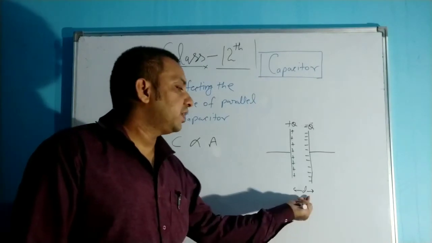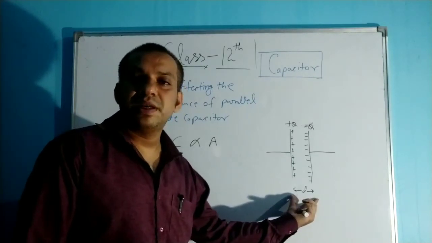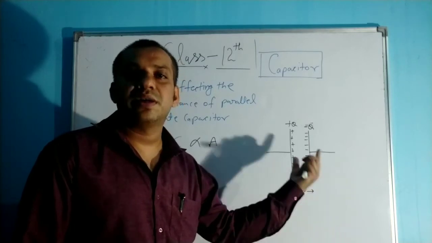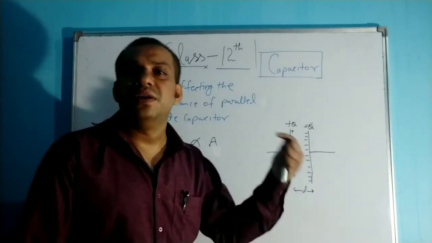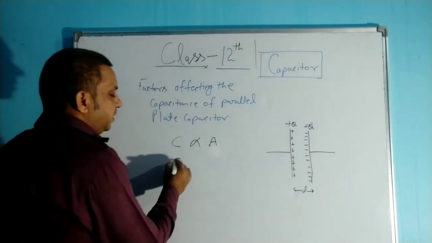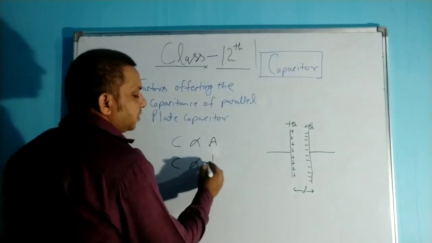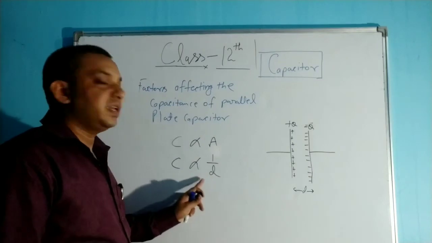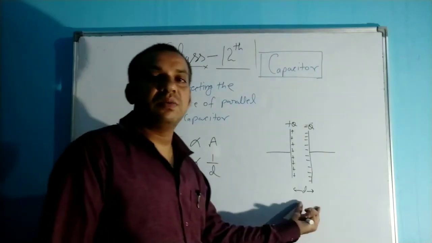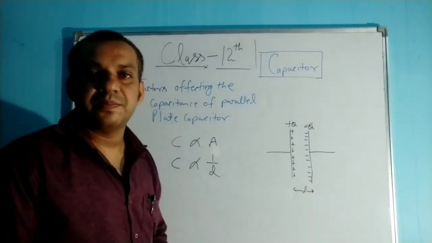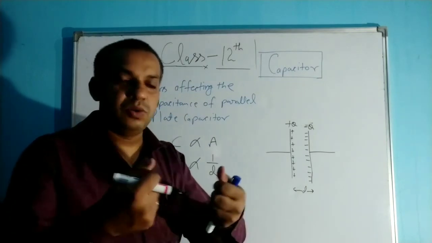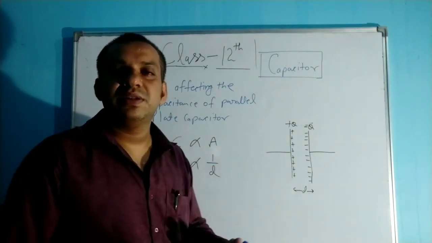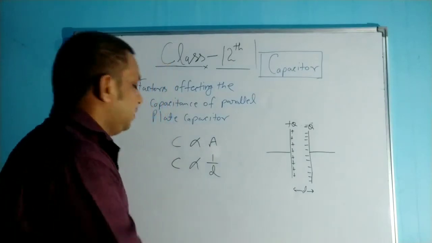If you increase the separation between the plates, automatically the ability to hold the charge will decrease. So here C is inversely proportional to D. Clear? Here it is the inverse relation. Greater the value of D, lesser the value of the capacity, because the force of attraction, the holding ability, will decrease. That is why the capacity will decrease.